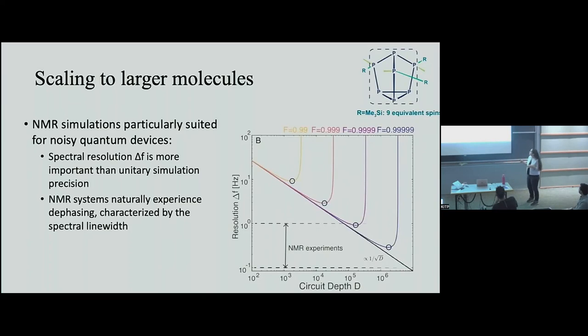And so I can walk you through this plot. On the y-axis is the resolution, where about 1 hertz is what NMR experiments usually get. And then on this axis, we have the circuit depth. If we take a particular fidelity of our 2-qubit gate, each of these curves tells us the achievable resolution, where if you go too deep at a certain fidelity, of course, those errors just from your gates take over. But there is some kind of optimal resolution that you can achieve.